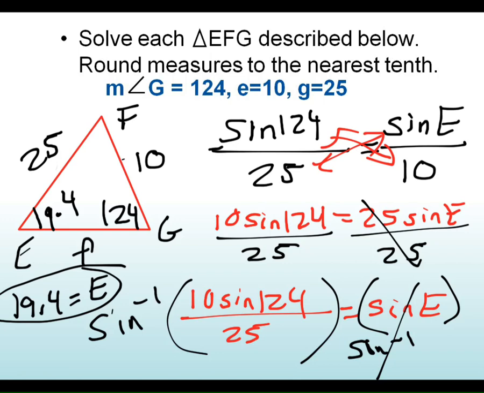Okay. I'm still trying to solve the rest of this triangle. I still have to find angle F and side lowercase f. Well, it's going to be really easy to find capital F, right? Because three angles of a triangle add up to 180. So if I take 124 plus 19.4, that's 143.4, and subtract that from 180, I get about 36.6. Because I know three angles of a triangle have to add to equal 180.